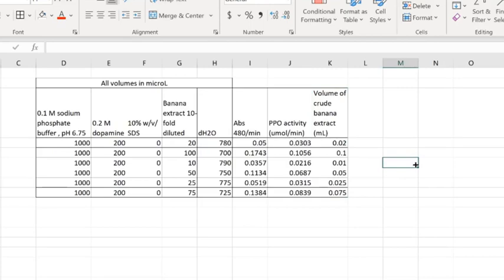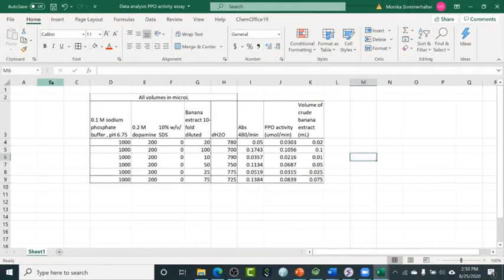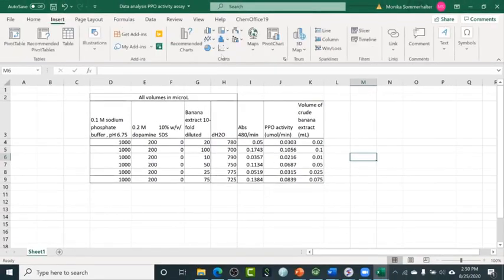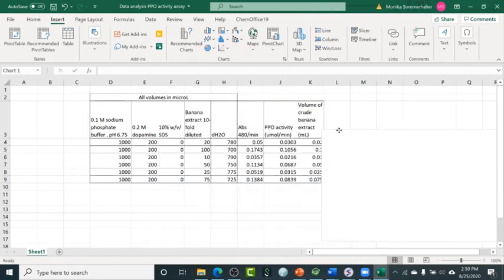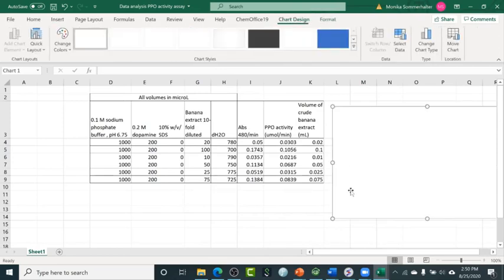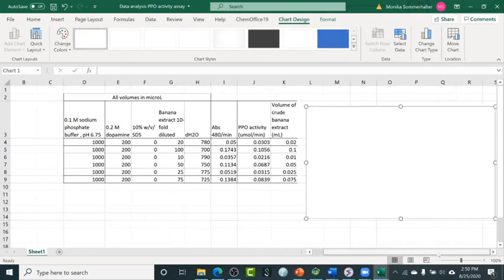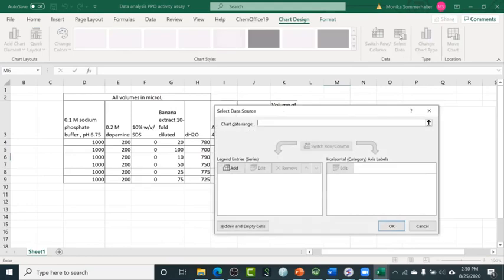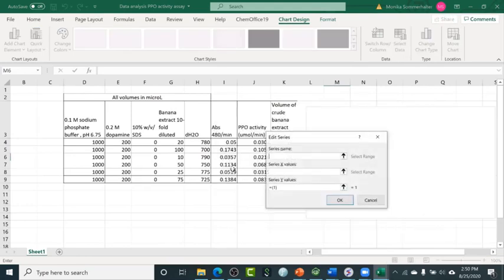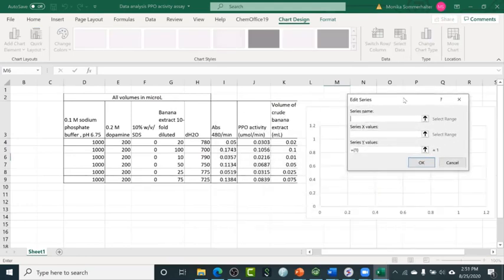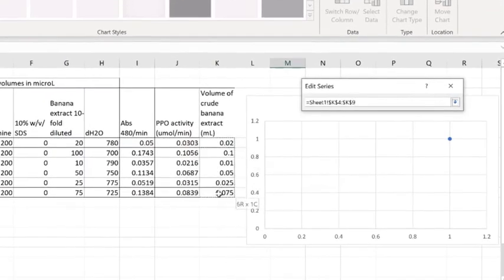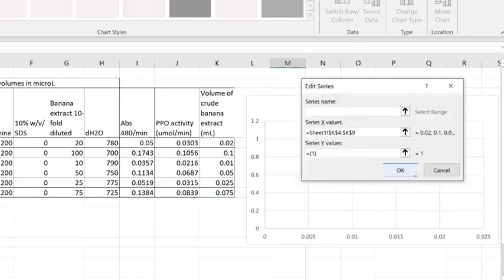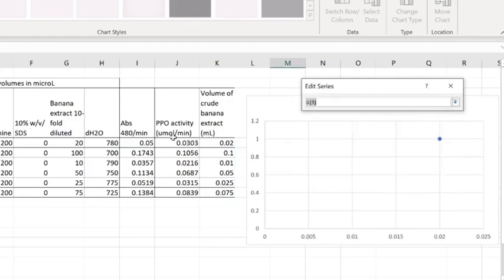To get a visual, I will insert a graph. So insert, and I'm choosing a scatter plot to get real XY data pairs of the individual measurements that I took. And I'm selecting the data right here with the data selection tool, and I'm only going to do one data series. So my X values are these volumes of crude extract that were used, and my Y values will be the PPO activity units.